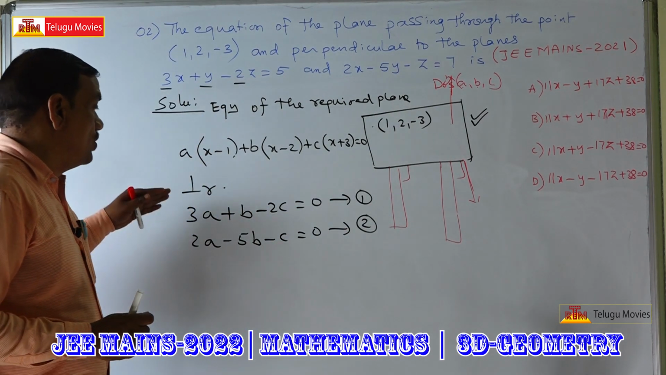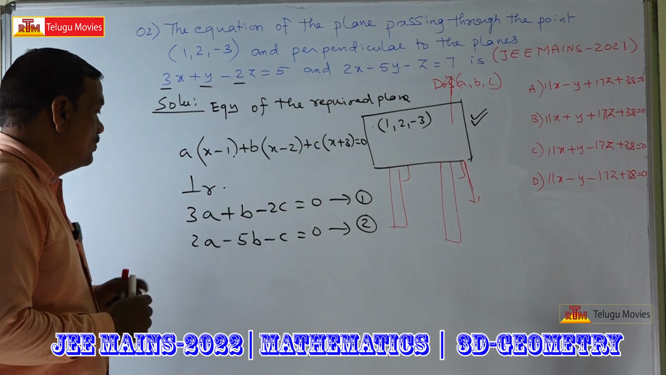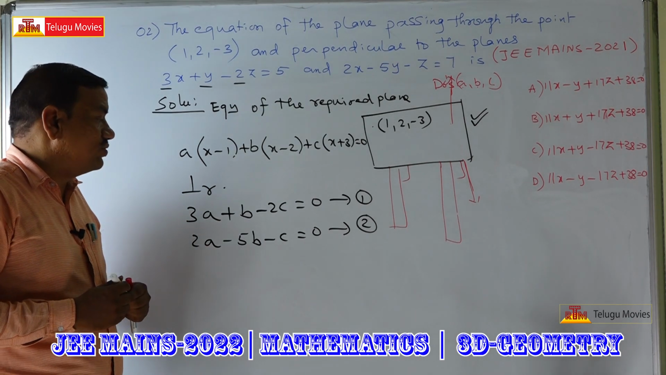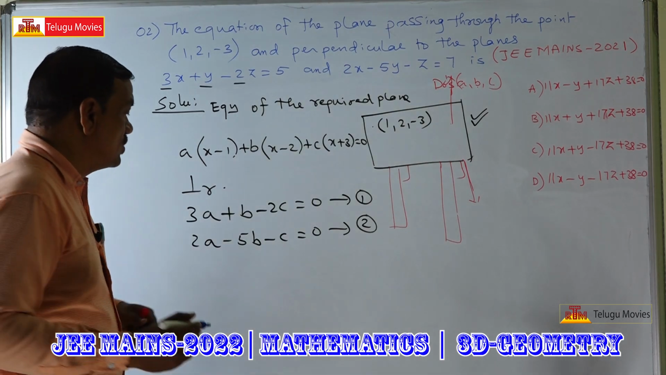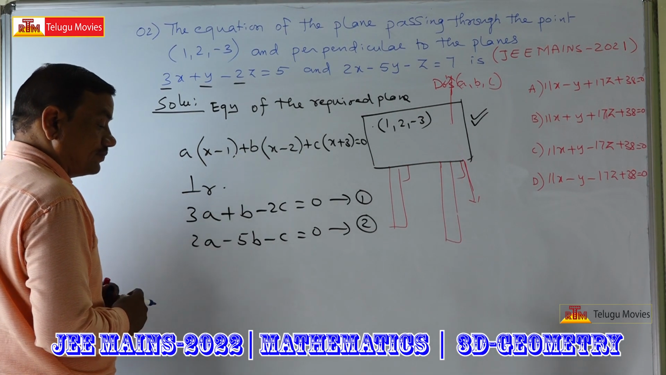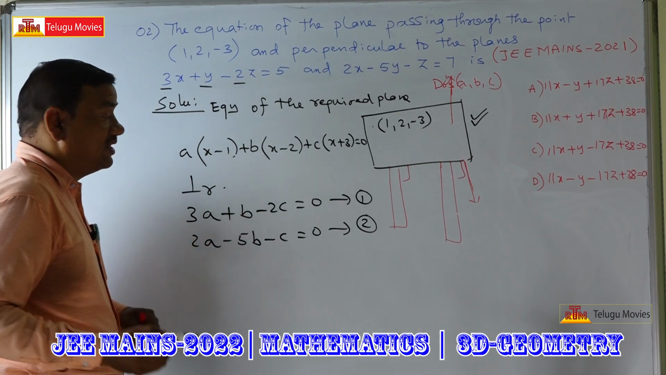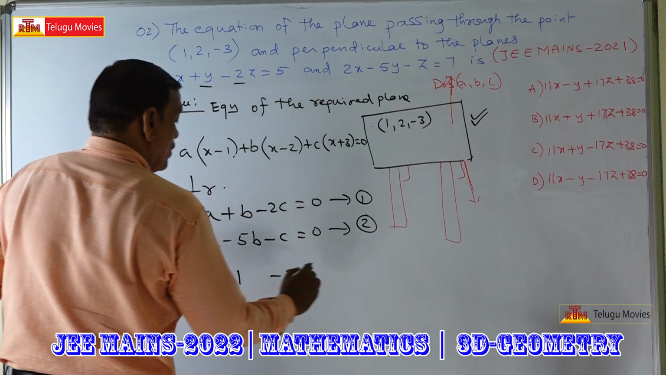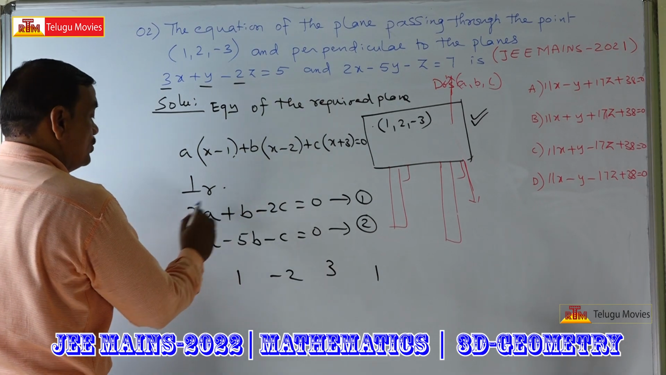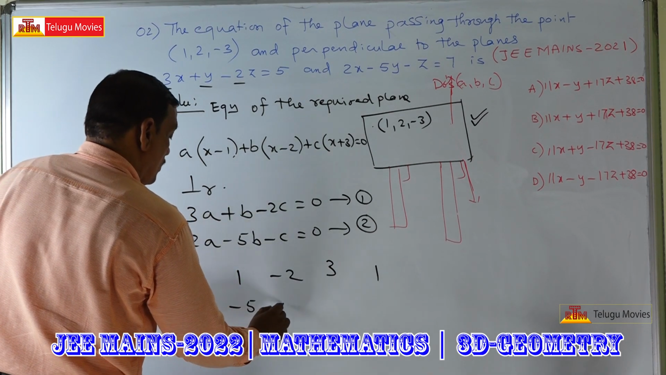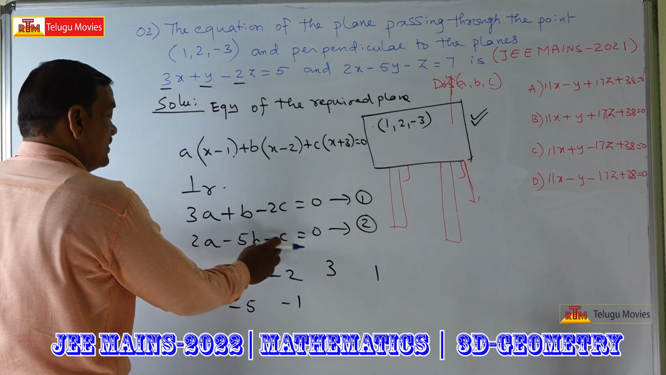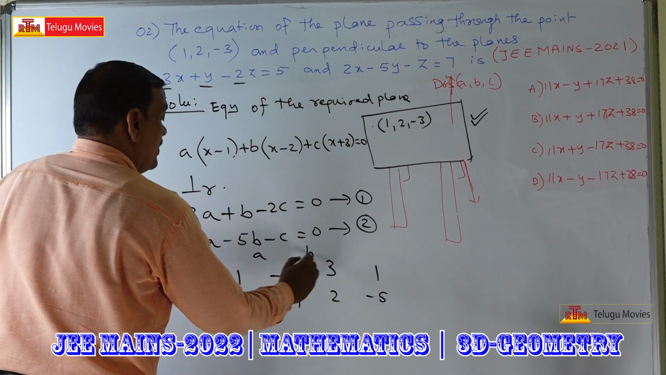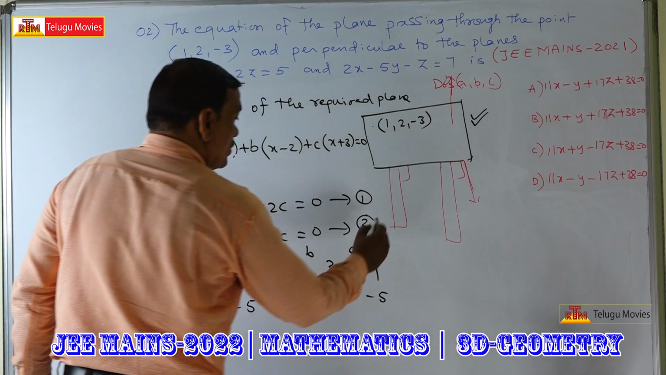Now we have to solve these two equations to get the values of a, b, c. They are drs, so any set of values we can take. We can solve these two equations using the cross multiplication method. Take the coefficients: 1, minus 2, 3, 1, 1, minus 2, 3, 1, again, and minus 5, minus 1, 2, minus 5, 2, minus 5. Here this is a, here b, here c. Now what will you write down?